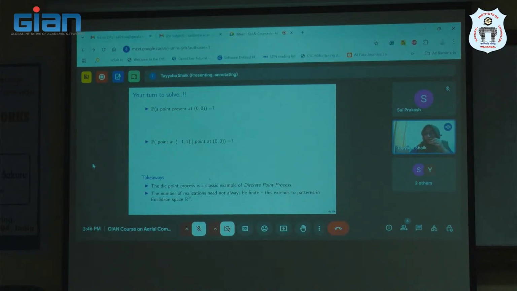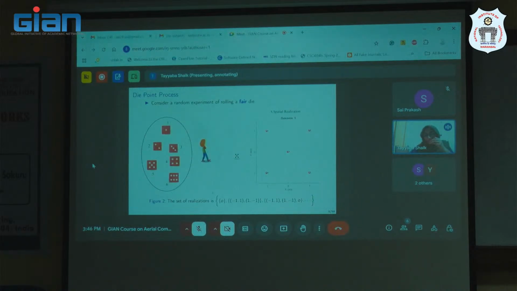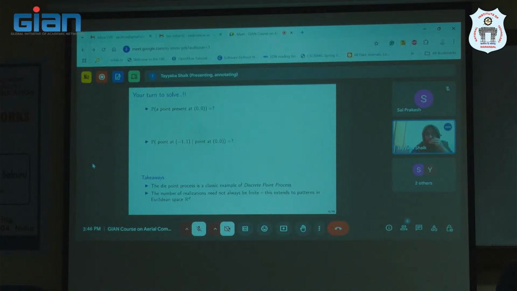Now, if you look at the previous example, for outcomes from 1 to 6, you have 6 realizations of the point process. But it is not necessary that there are a finite number of realizations, right? For example, if you are looking at a continuous space, say R2, you can have points anywhere on R2. So this results in an infinite number of realizations of a point process. That is one takeaway.